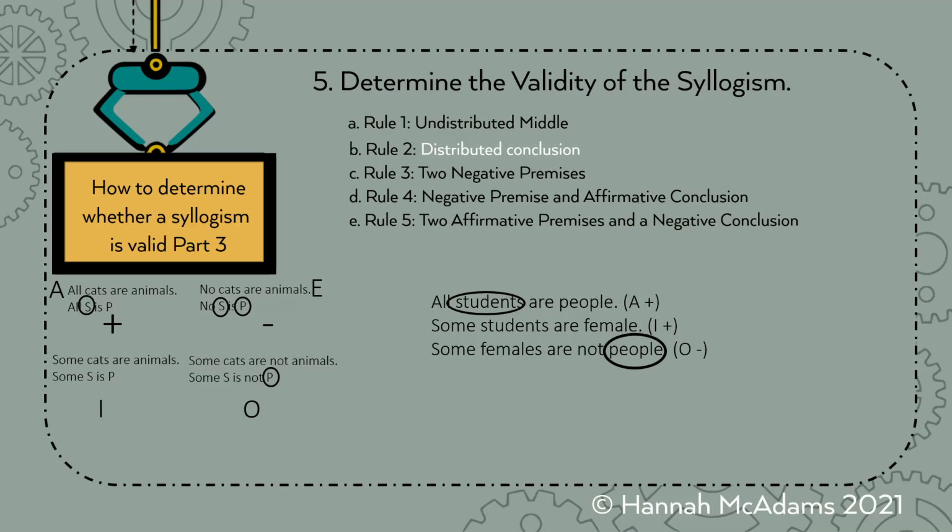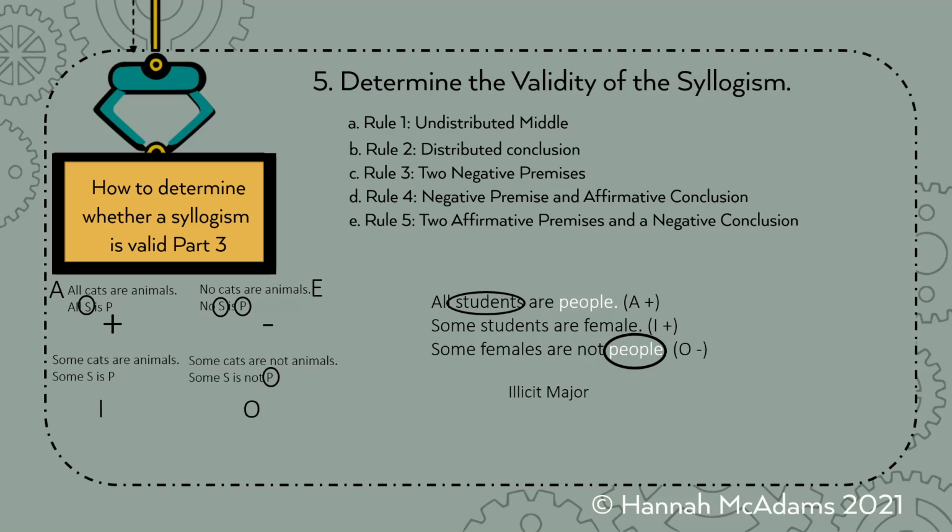Distributed conclusion. People is circled here. I don't see any people circled in the second premise. So this breaks rule 2. Okay, so that's called the illicit major. Why is it the major? Because it's the very end of the conclusion. People is the major term. Go to the conclusion, go to the end. That's the major term. So illicit major.